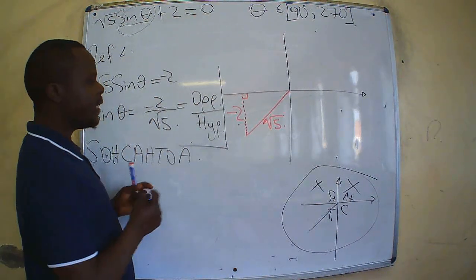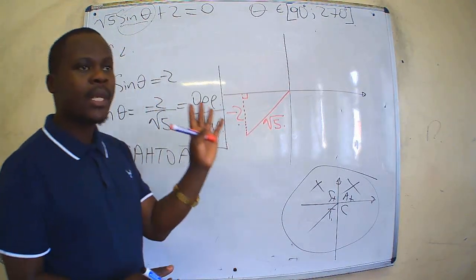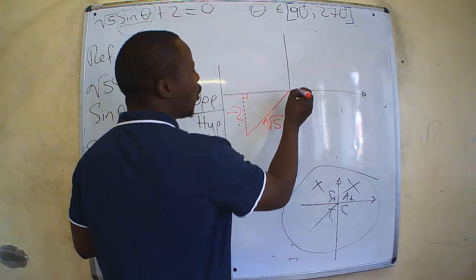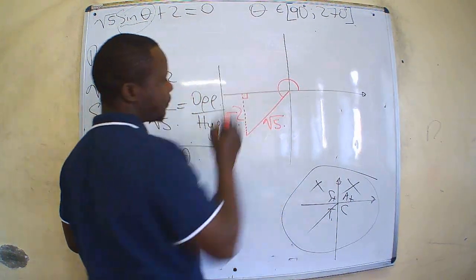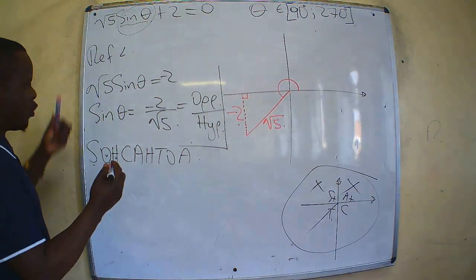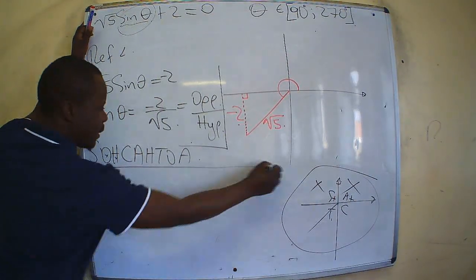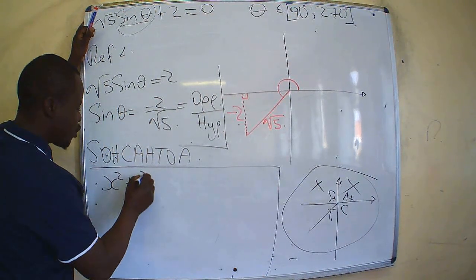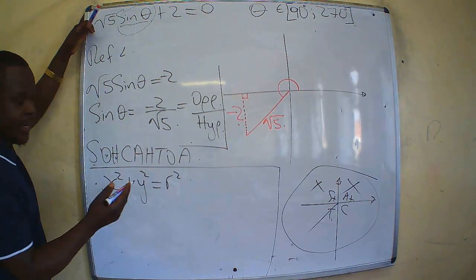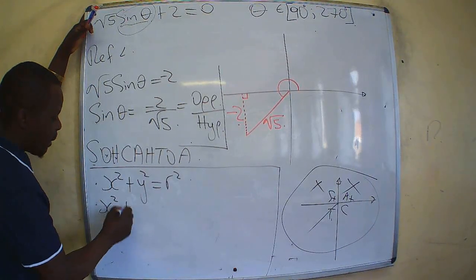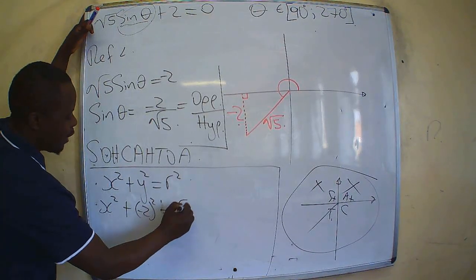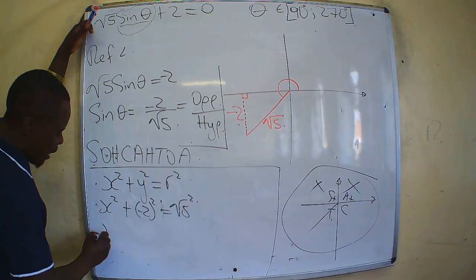So now we are going to use Pythagoras theorem to determine the adjacent side, because now we have our angle here. Let us do that. In this case, x squared plus y squared is equal to r squared. X is the adjacent, and we don't have x. So x squared plus y, which is negative 2 squared, is equal to r, which is root 5, squared.